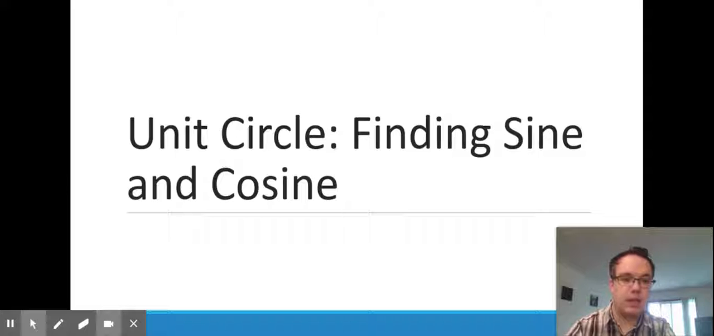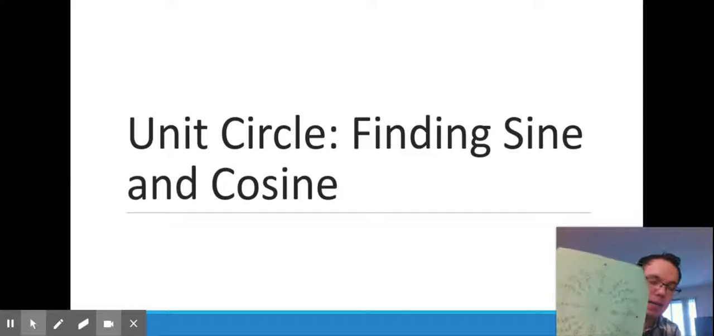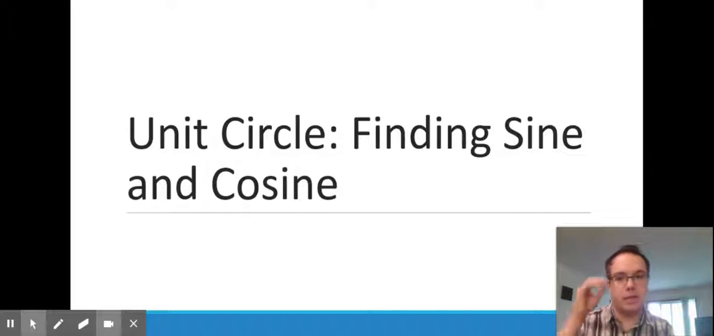For the last part of Algebra 2 this year, we are going to use the unit circle, which is on the last page of your packet, or you can Google unit circle and just make sure that whatever unit circle you have has both radians and degrees. We just talked about turning radians into degrees, and so now we're going to use the unit circle to find sine, cosine, and tangent, and today we're just going to talk about sine and cosine.